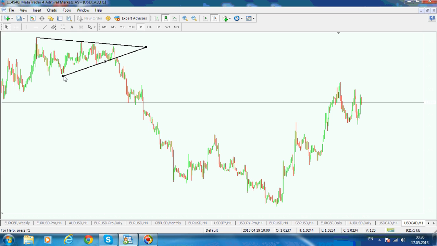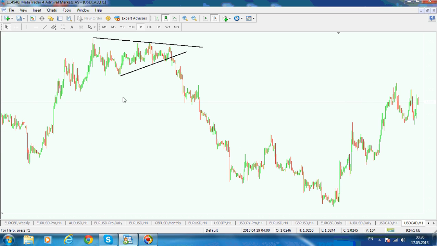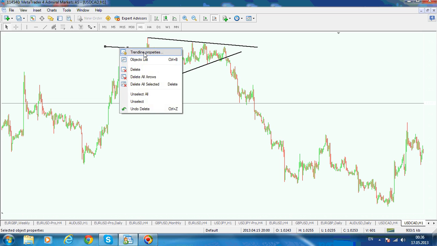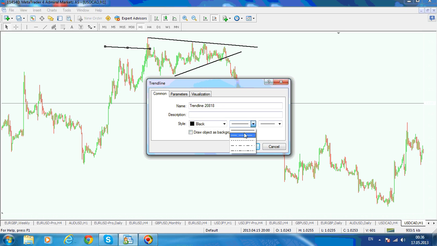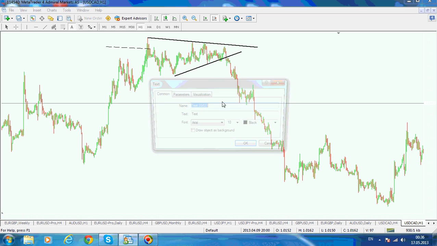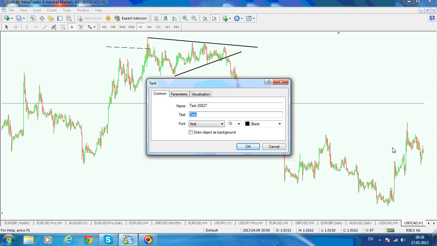But if you look, this is a contracting triangle. If you look at where price comes from, price is coming from the downside, okay? Price coming from the downside consolidates in this contracting triangle, and then breaks also to the downside. Now in this case, let's write here, this is being called a contracting triangle.